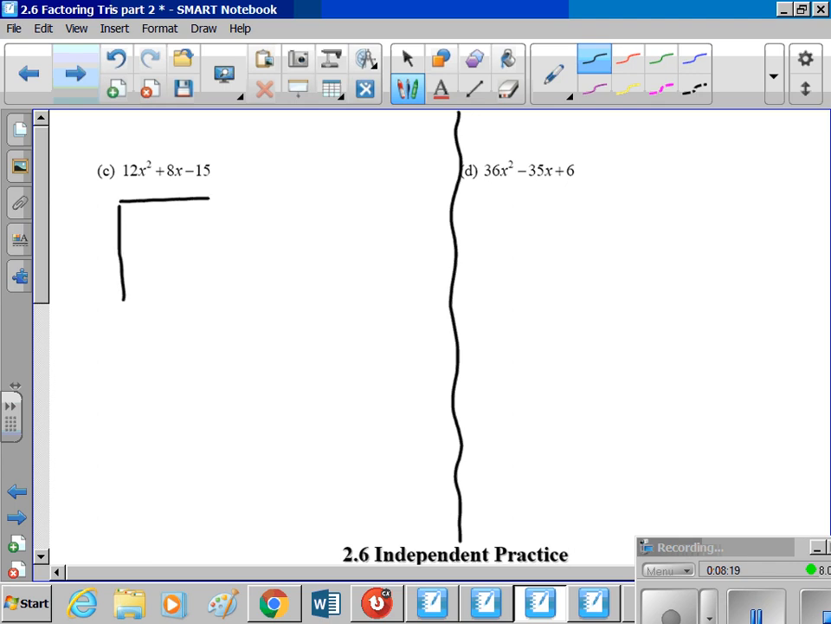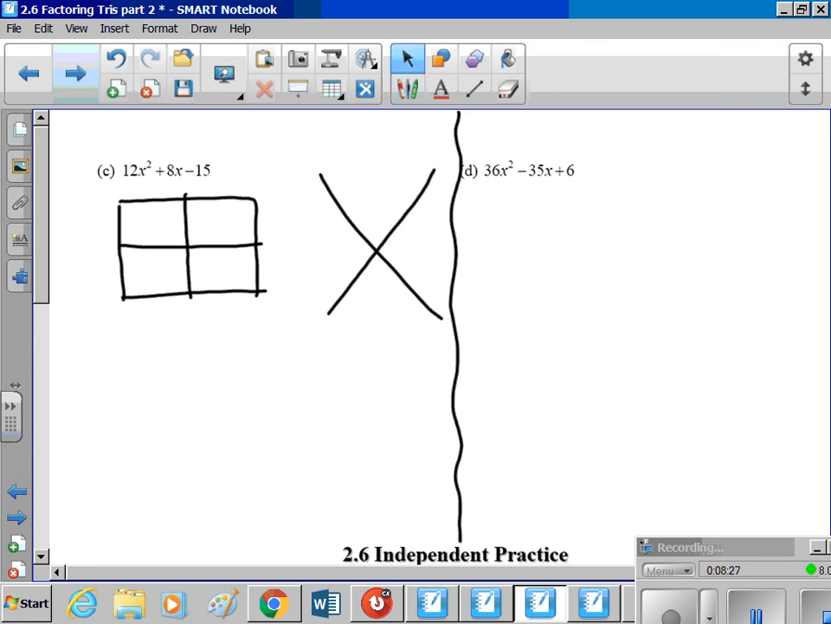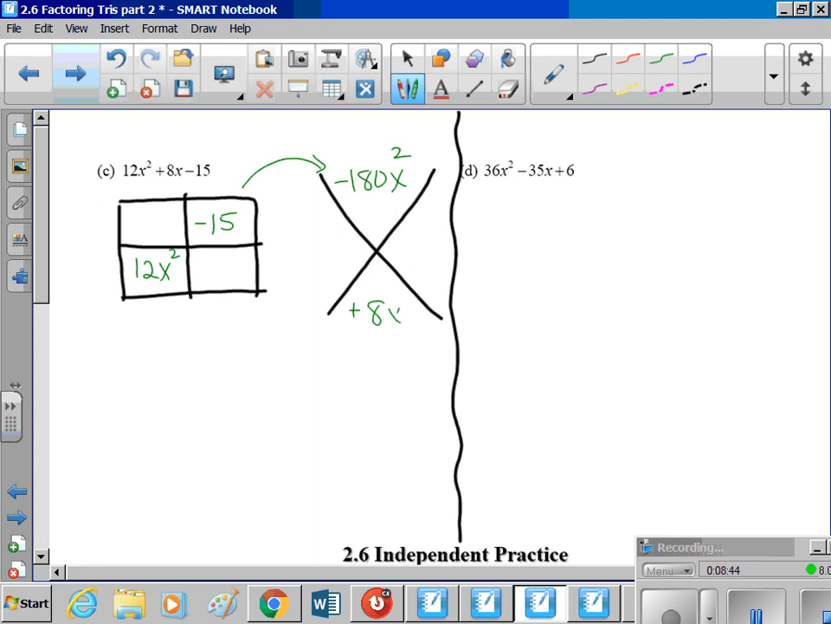So we're going to start with the box. And right away, how about I put the crisscross worksheet over here. All right, so 12x squared minus 15. Multiply them together, and that goes up here to negative 180x squared. The positive 8x goes here. Because we have a negative 180x squared, we know we're going to be subtracting to get to the 8.